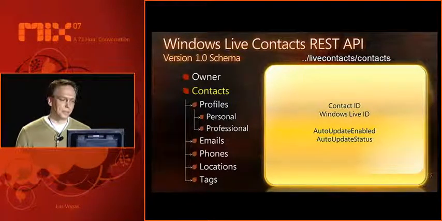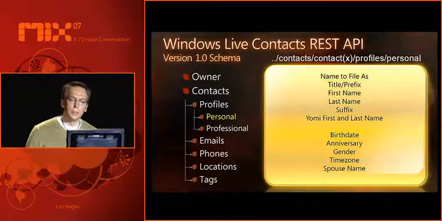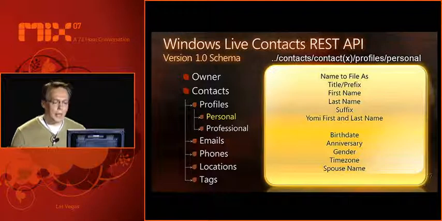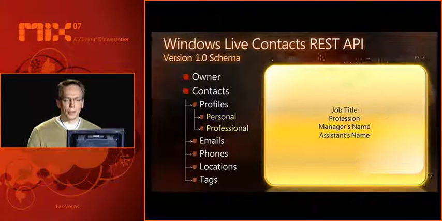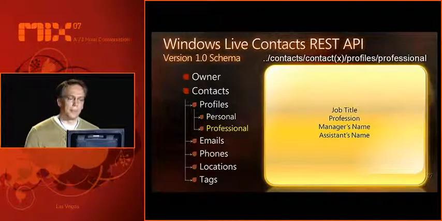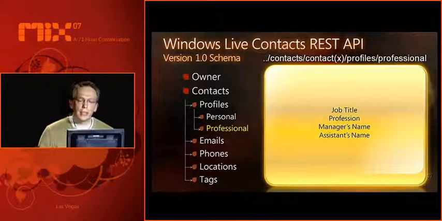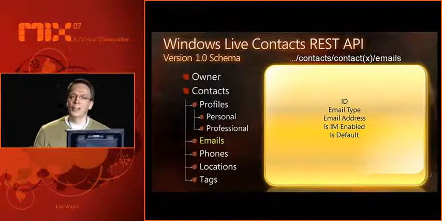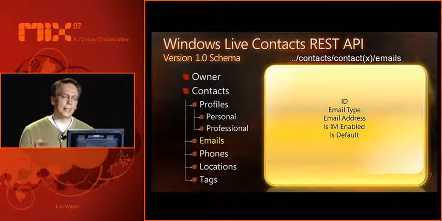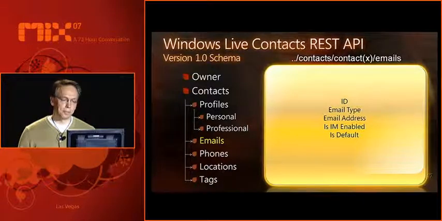Moving on, within the contacts, of course, we have personal and professional type profile information: name, birth date, gender, that kind of thing. Same with professional, we have job title, profession, and so on. And then we move on to email collections and phone collections. Anything that is a collection has a unique ID. This means that you can access it directly using the URI, and it's automatically generated by the service.